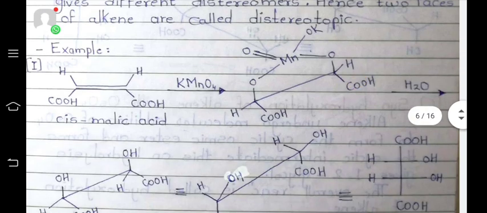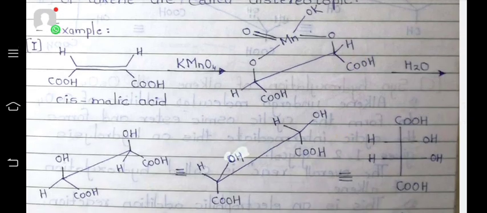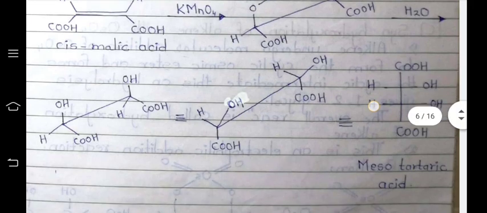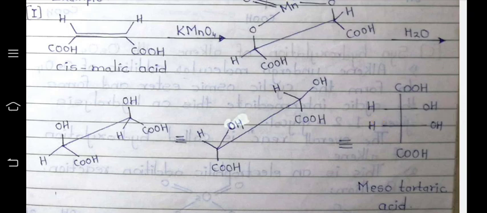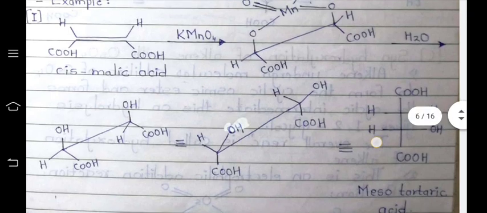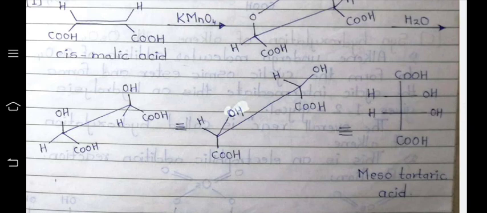Here is the mechanism. So you practice these mechanisms. We will discuss these mechanisms in the next lectures. Here the product is meso-tartaric acid. This is the conversion of the Sawhorse projection formula into the Fischer projection formula. This conversion is the most important.